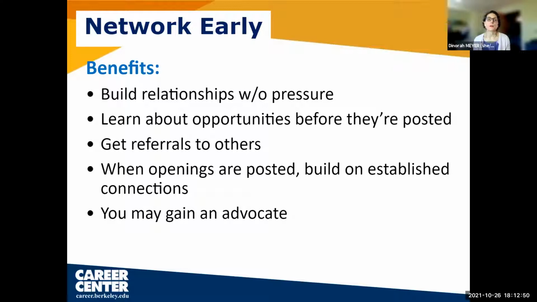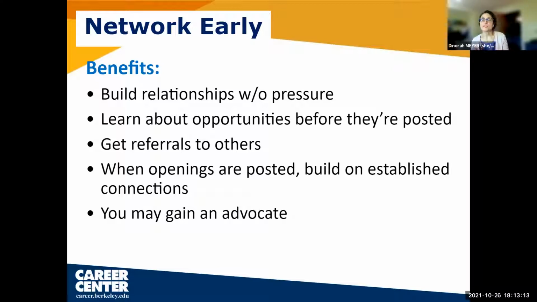And you can find out about opportunities before they're posted. That's the really great thing about it. You can actually even create opportunities sometimes if you're interested in a company or an organization. It depends on the organization and their flexibility, but sometimes you can even approach a company and tell them about what you have to offer, have a conversation. And sometimes jobs are built around people's interests and strengths.